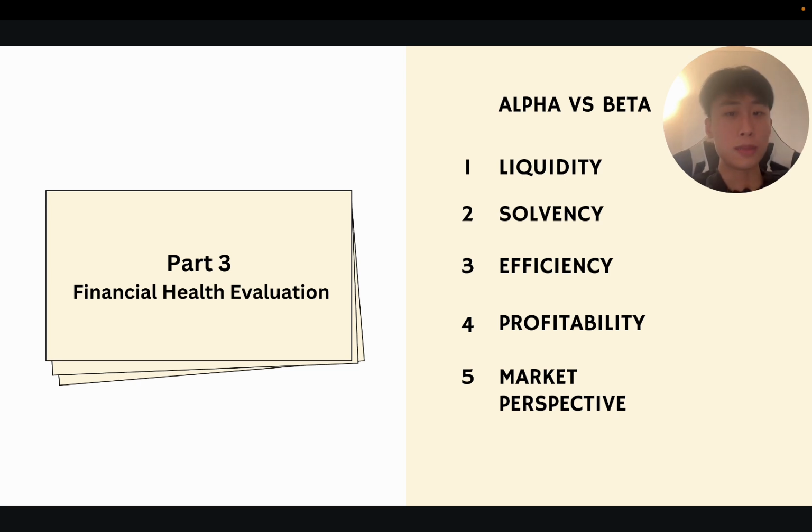Hello everyone, today I'm going to talk about the comparative financial health assessment of Alpha and Beta, covering liquidity, solvency, efficiency, profitability, and finally the market's perspective on both companies.